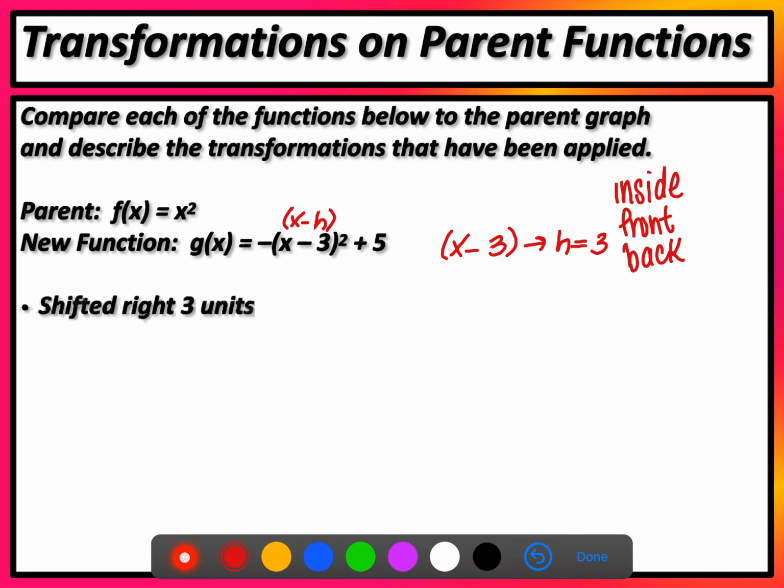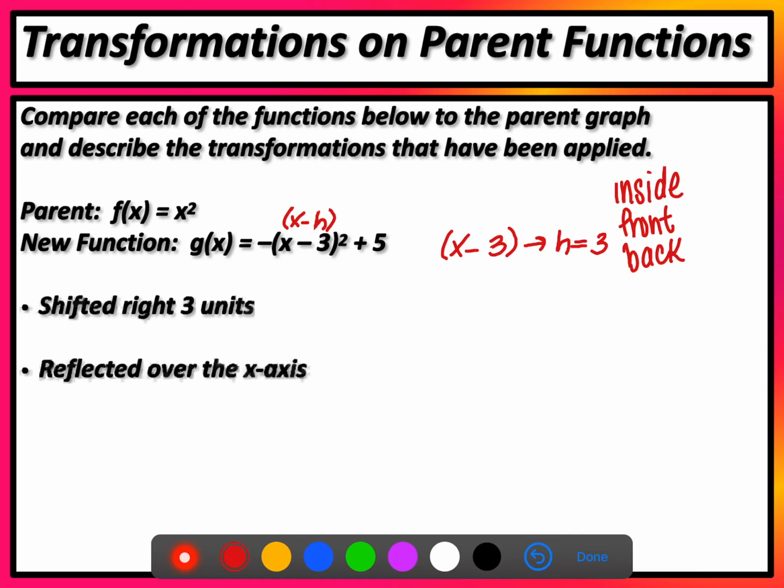Okay, then I like to go to the front. So in the front of my function, do I see a coefficient? Do I see a negative? Because those are the two transformations that I'm looking for. And I see a negative. Okay, so a negative is going to reflect this function over the x-axis. That's just the rule of what a negative in front does.